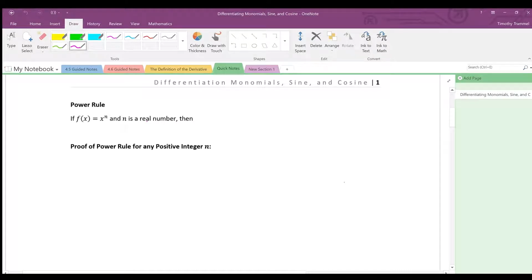Hey everyone, today we're finally going to learn some shortcuts for taking the derivative. And this first one is one that we'll probably use the most this quarter, and it is called the power rule. If we want to differentiate something that is x to some real number n, its derivative is n times x to the n minus 1.